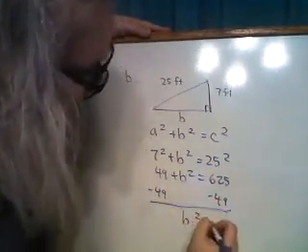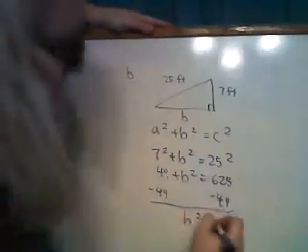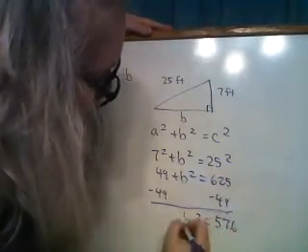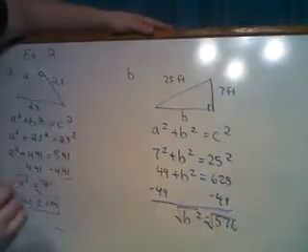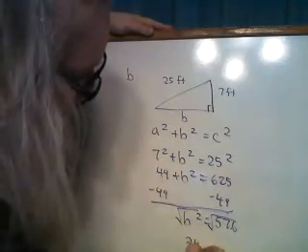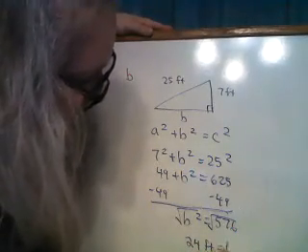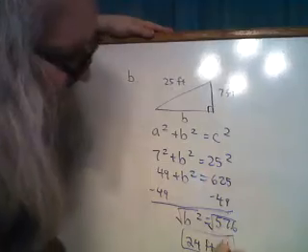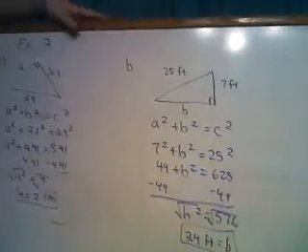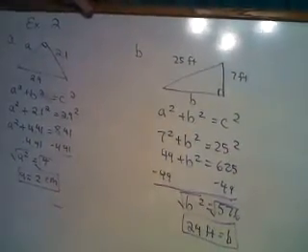Okay, B squared equals 576. Square root both sides. You get 24 feet is equal to that B side. Hopefully you can see that.